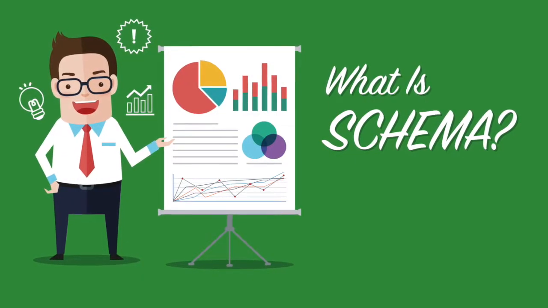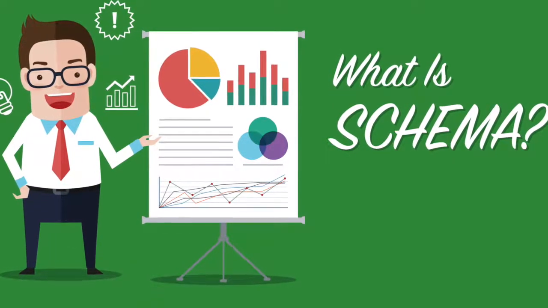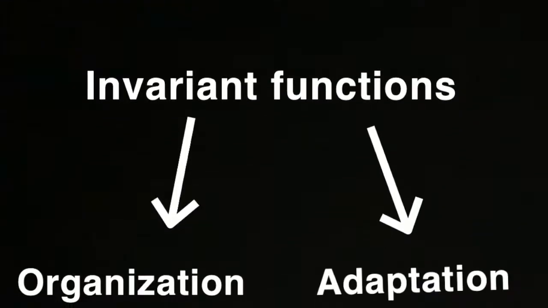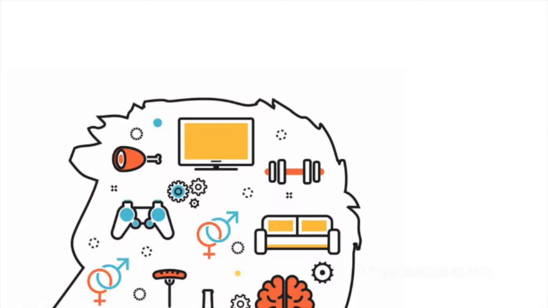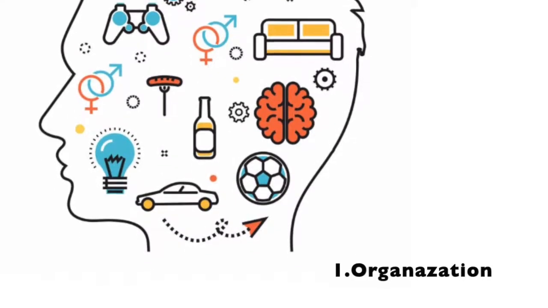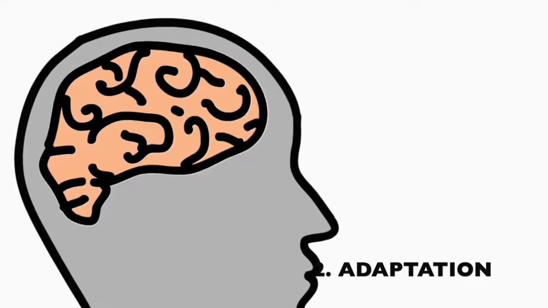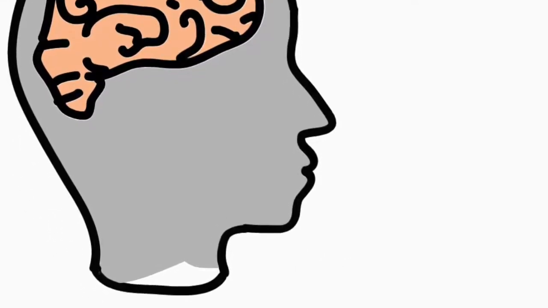A schema is an organized system of actions or thoughts that allow us to mentally think and represent objects and events in our world. All species are born with 2 basic tendencies, also known as invariant functions: organization and adaptation. Organization is the tendency to arrange your thoughts into categories that make sense to you. Your schema is a part of the organizational tendency. The second basic tendency is adaptation. Adaptation is how you adjust to the environment around you.